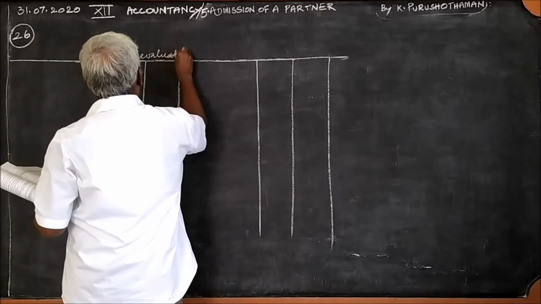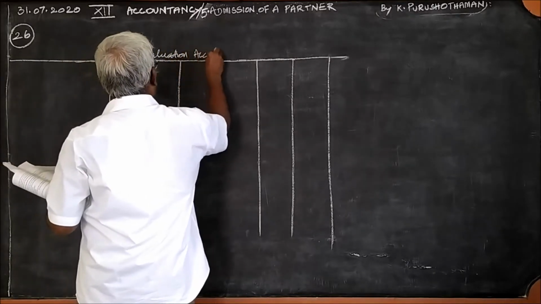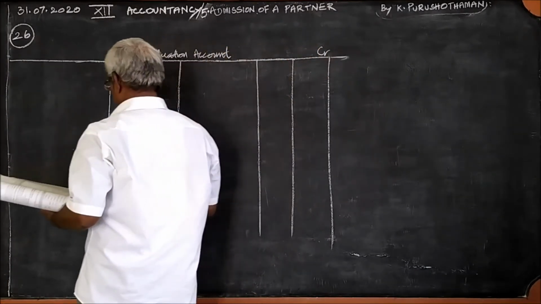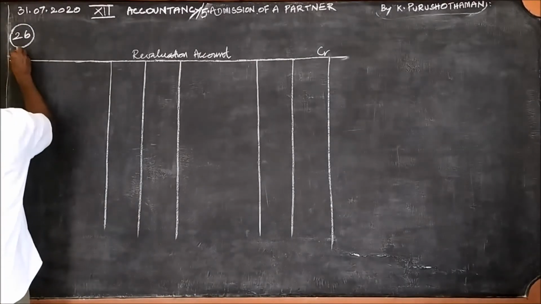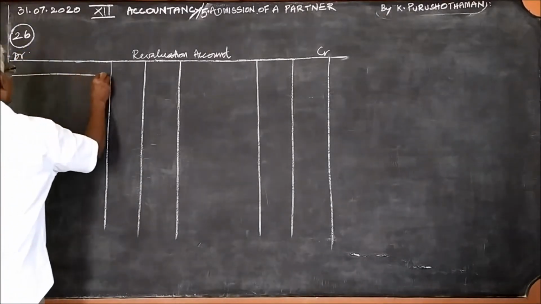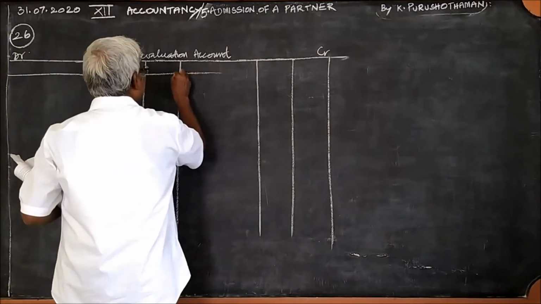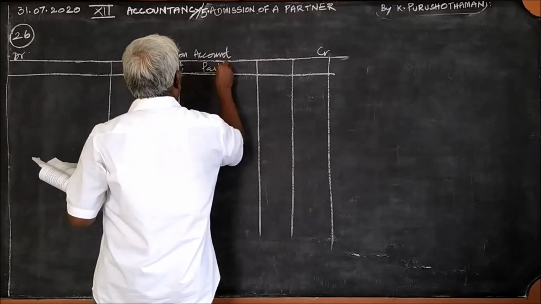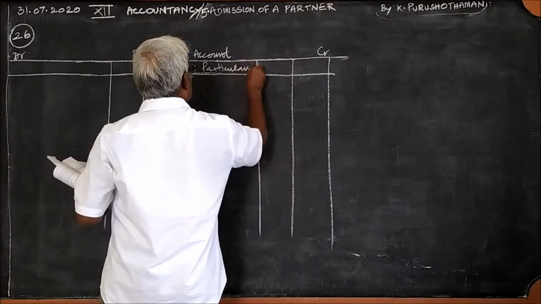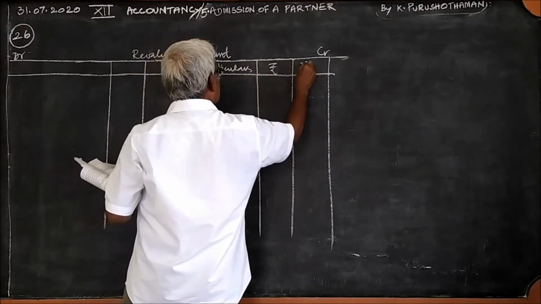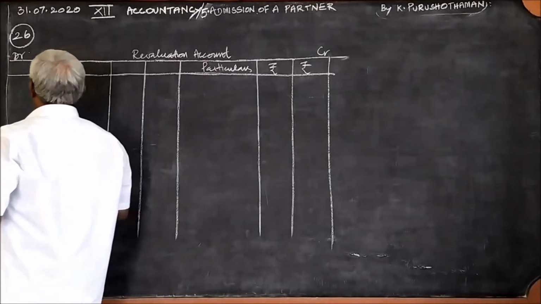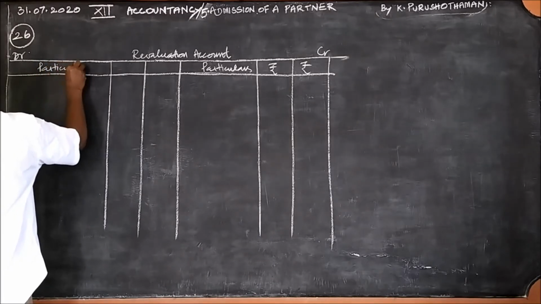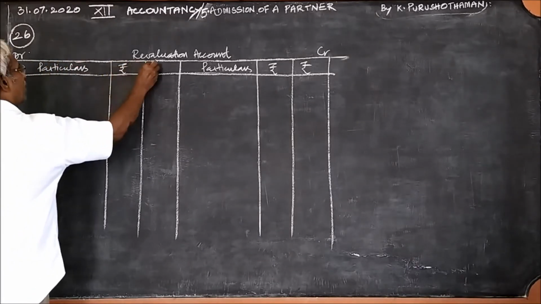Revaluation account. It is an account, so you write debtor, creditor, write the heading, particulars, rupees, on the debit side also, particulars, rupees.